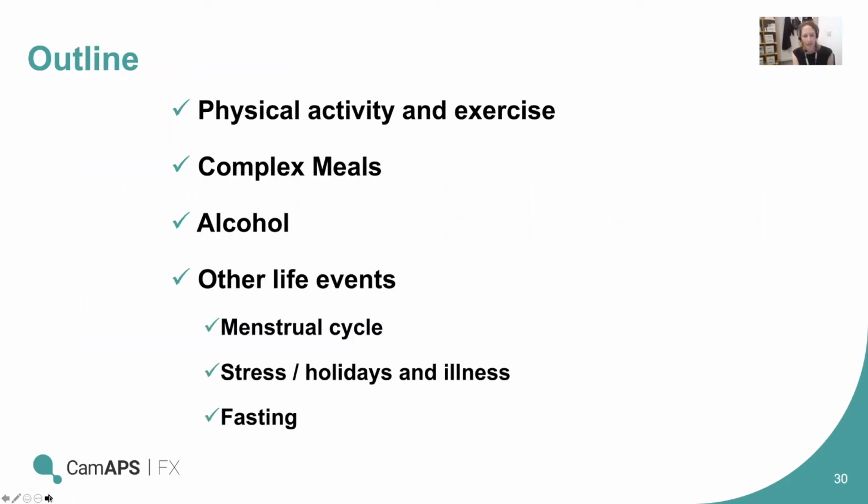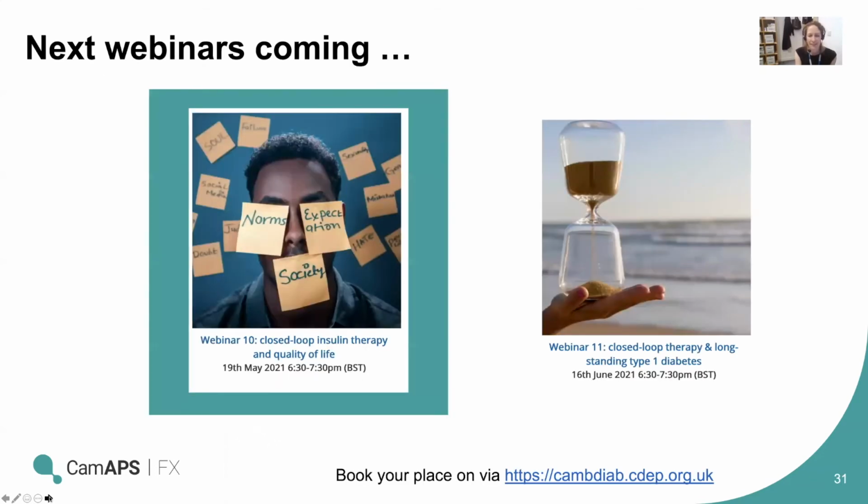So hopefully over the past 40 minutes or so, we've covered with Helen and James physical activity and real world examples of managing exercise with a closed loop system. We've looked at complex meals, high carbohydrate and slow releasing carbohydrates, covered alcohol, and then a series of other life events and how to use closed loop to help with management of these. And I think that takes us to Candice.